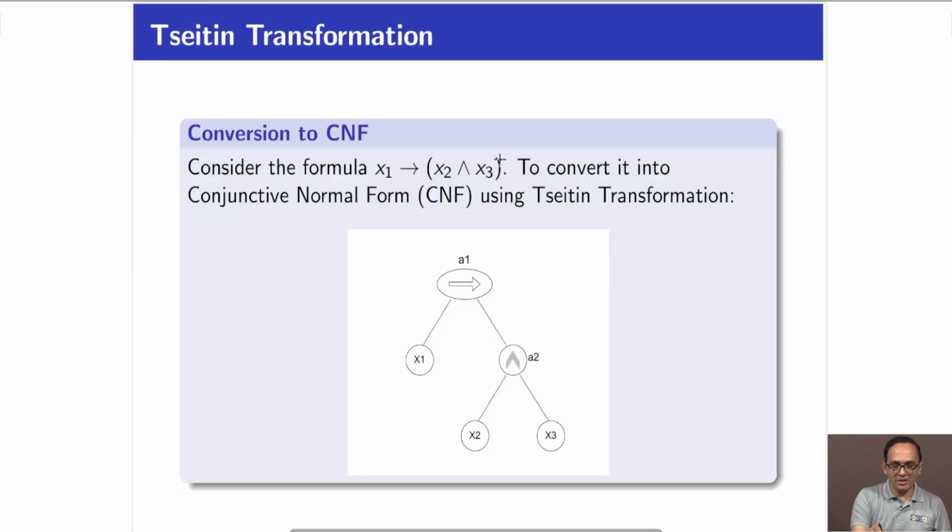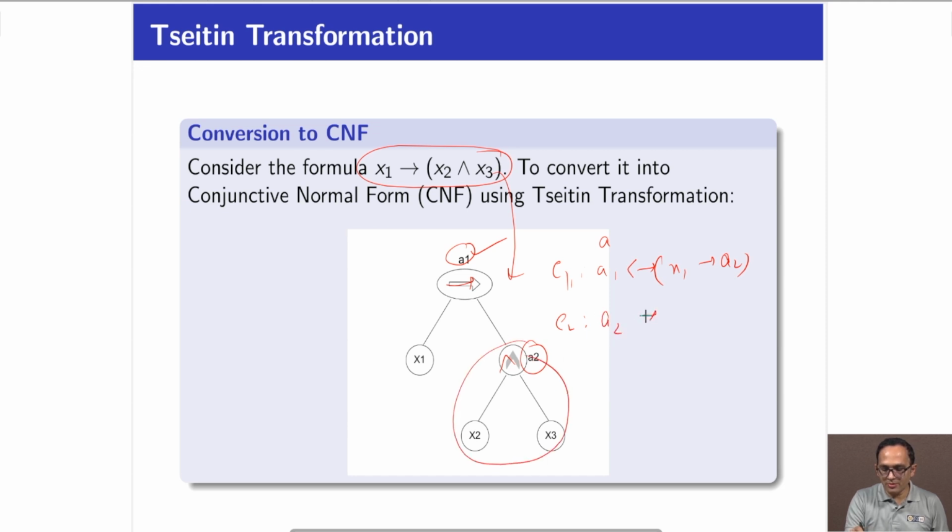You effectively have some arbitrary formula like this. I will construct the abstract syntax tree (AST) of that, and then for each operator I will introduce a new variable. So, this is the implication, this is the and, and then I will write effectively 3 clauses, right. So, I will write clause C1, which represents this one, which is A1 bi-implication X1 implication A2. Then clause 2 represents this part of the formula, which is A2 bi-implication X2 and X3, right. And then I have the clause which represents A1.